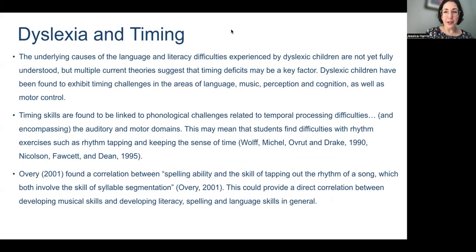There is a really interesting link between dyslexia and timing that continues to be uncovered. And the underlying causes of the language and literacy difficulties experienced by dyslexic children are not yet fully understood, but multiple current theories suggest that timing deficits might be a key factor. So dyslexic children have been found to exhibit timing challenges in the areas of language, music, perception, and cognition, as well as motor control. Timing skills are found to be linked to phonological challenges related to temporal processing difficulties and encompassing the auditory and motor domains.